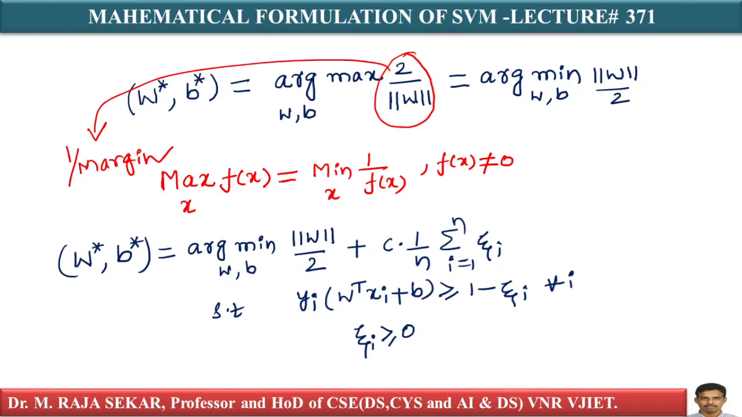W star comma B star is equal to argmin over W comma B of norm W by 2 plus C into 1 by n into sigma i equal to 1 to n of ji, such that yi into W transpose xi plus b is greater than or equal to 1 minus ji for every i, and ji is greater than or equal to 0.